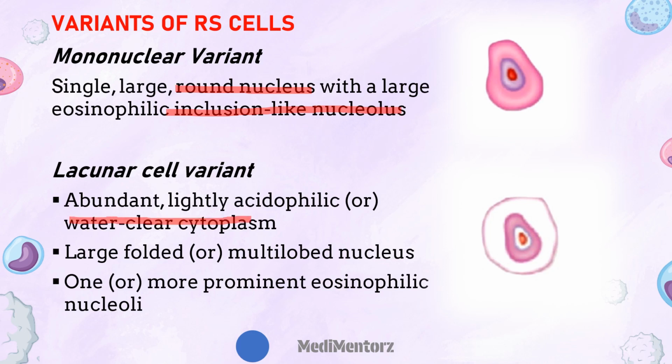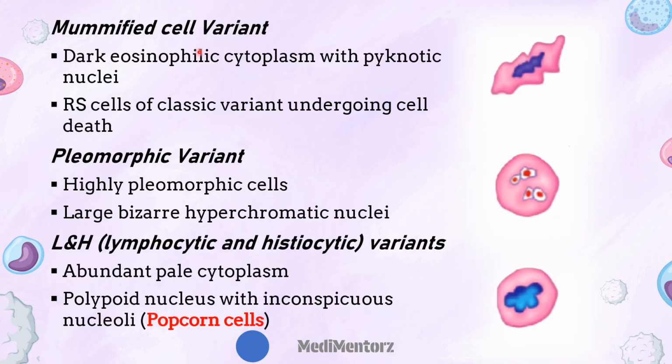These are nothing but Reed-Sternberg cells of the classic variant which undergo cell death and become the mummified cell variant. It consists of dark eosinophilic cytoplasm with shrunken or pyknotic nuclei. Next is the pleomorphic variant. They just contain large bizarre hyperchromatic nuclei with nucleolus.